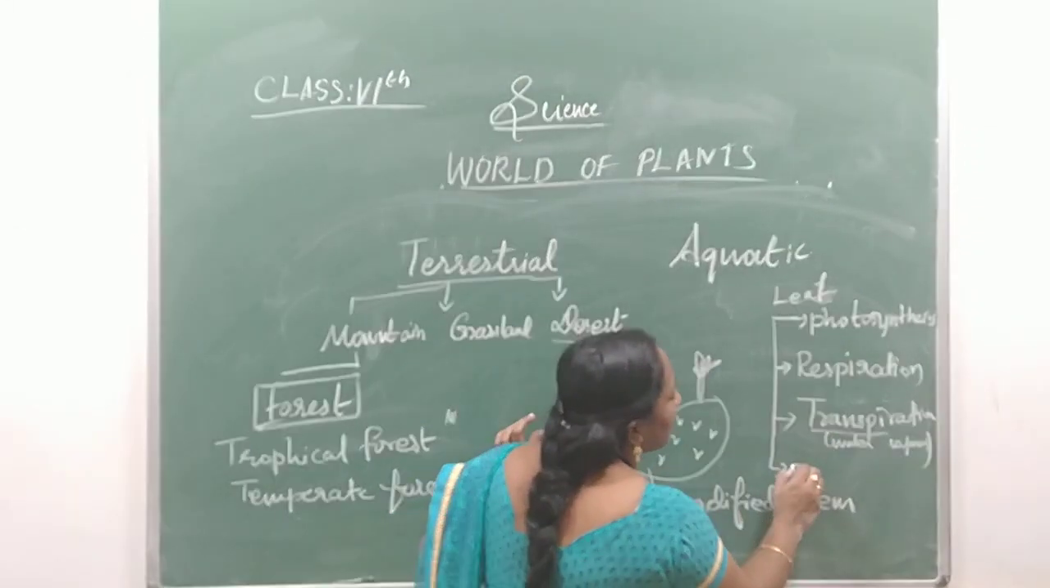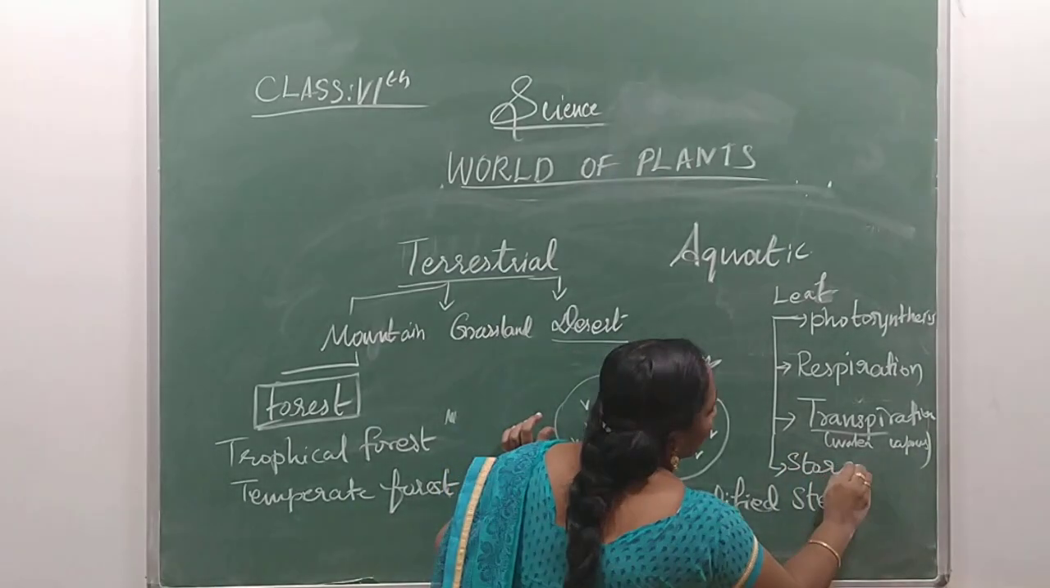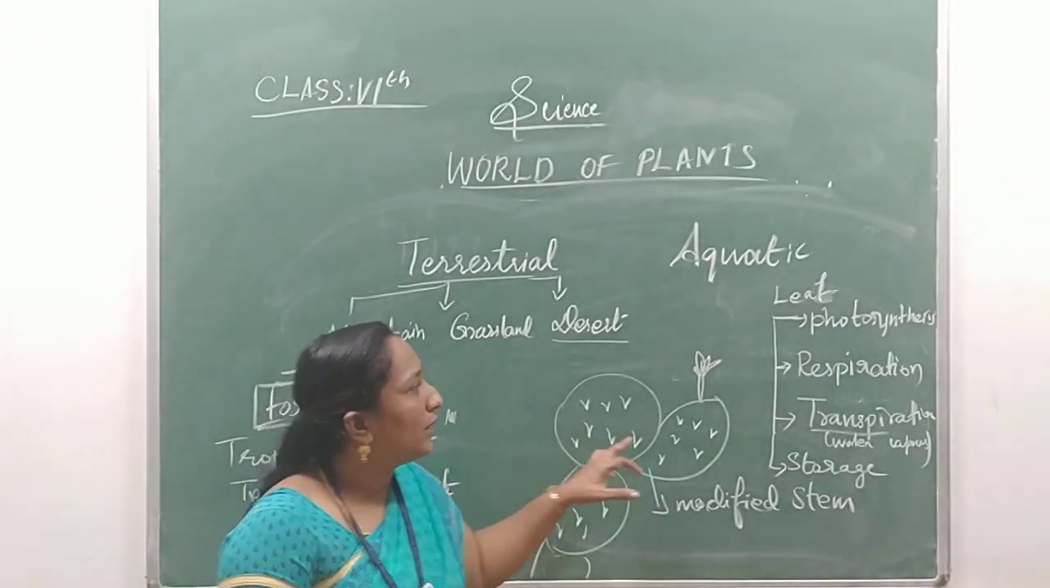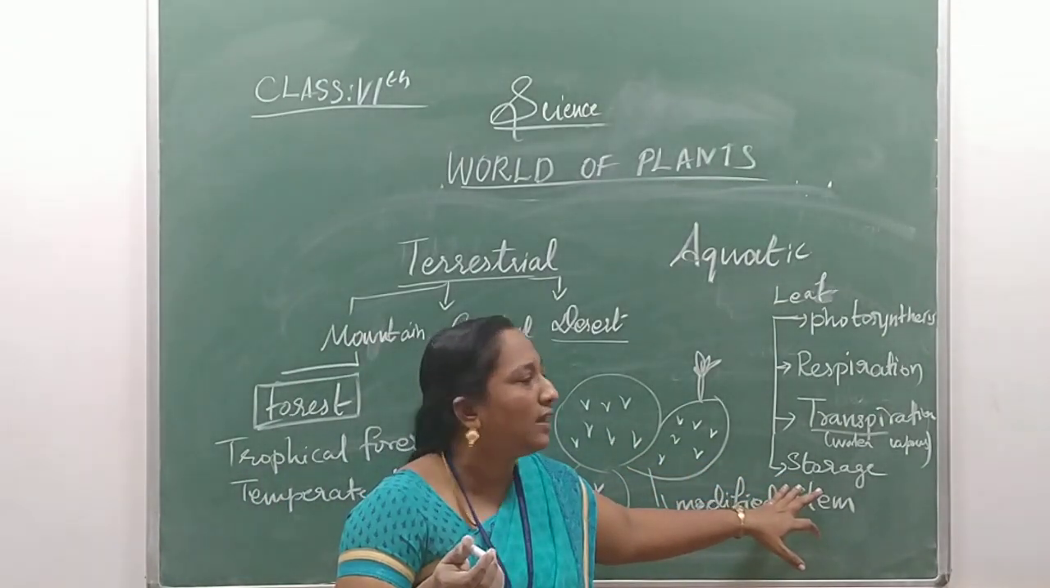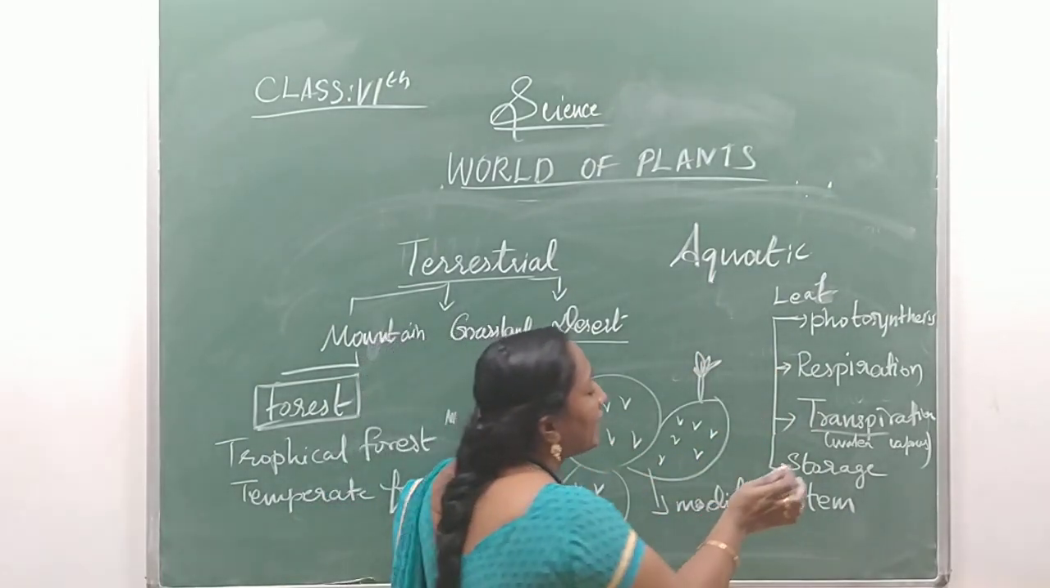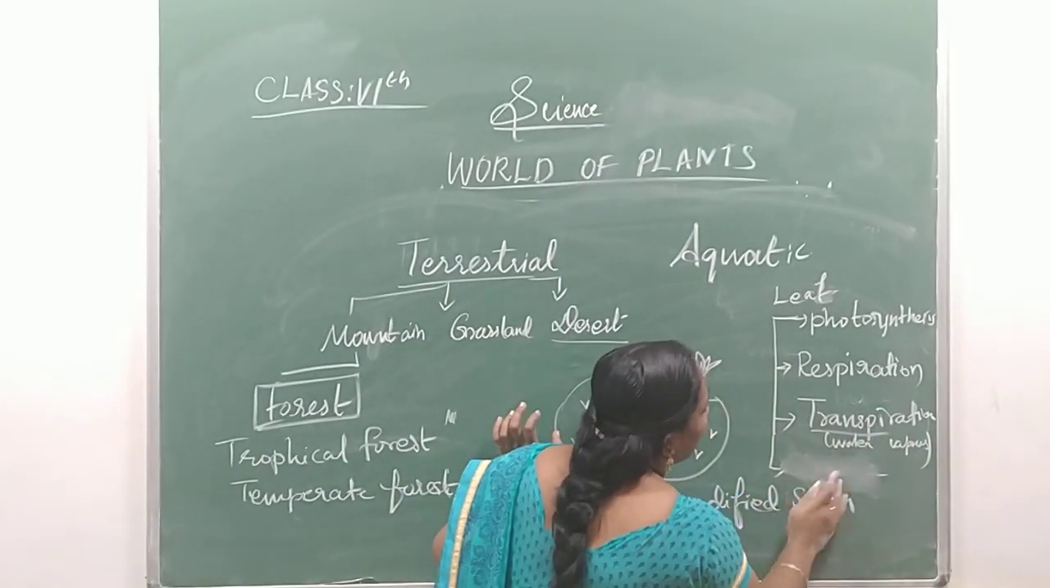And the last one is storage. The plant stores the food material, and the leaf also stores food material like this. So it has a lot of functions. Even it has protection, defense.